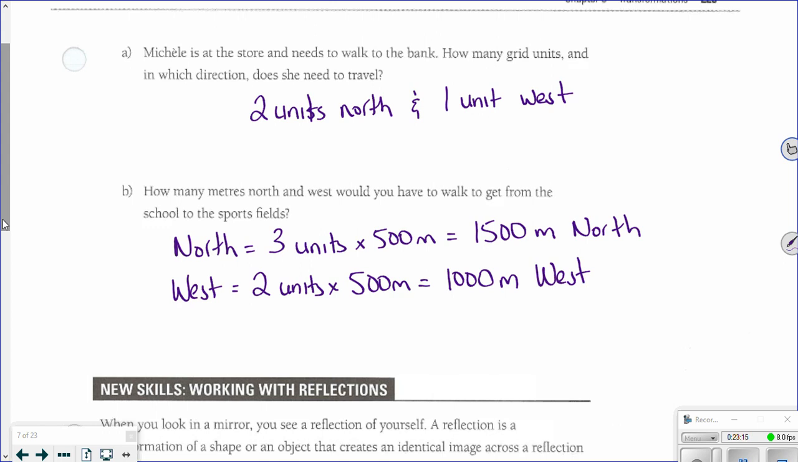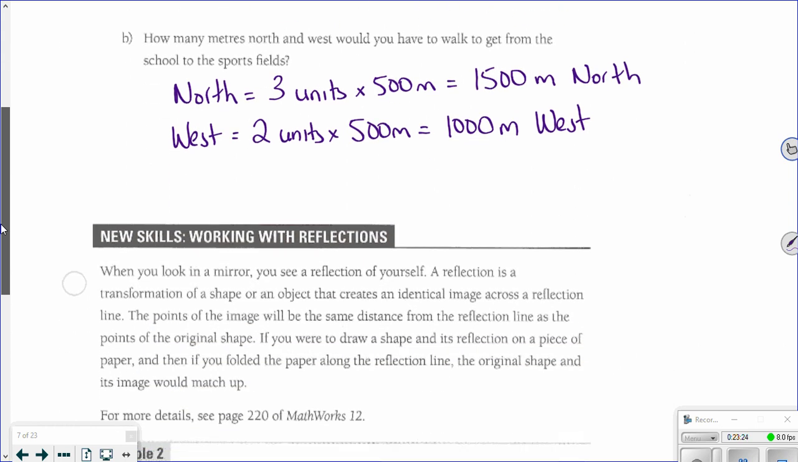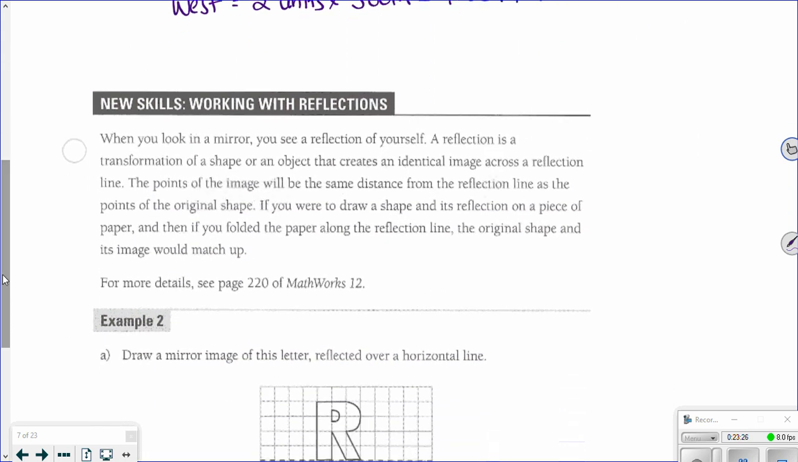Okay, that's kind of it for translations. That's about as tricky as they get. Slide things around, figure out how far they've gone. The next new skill is reflections. Reflections are slightly harder to wrap your head around.